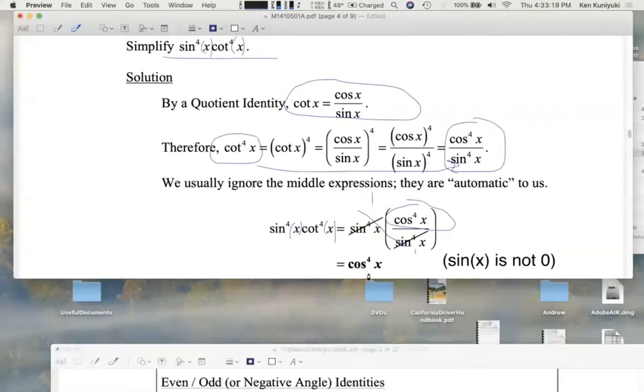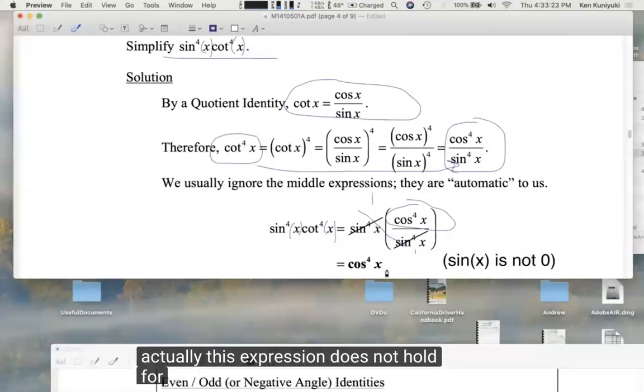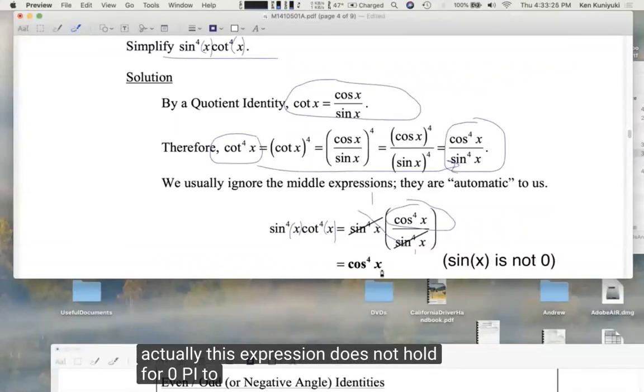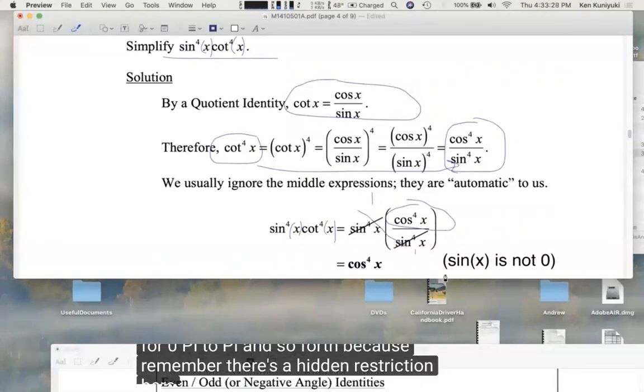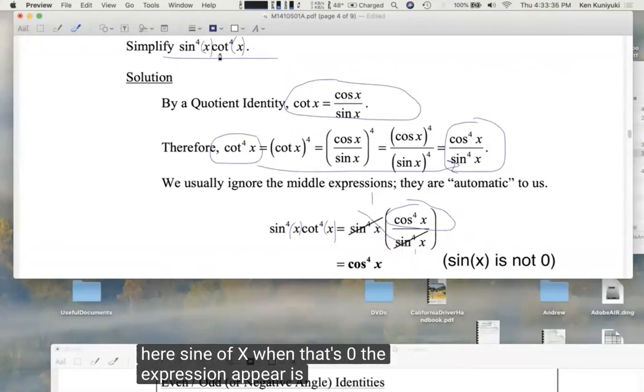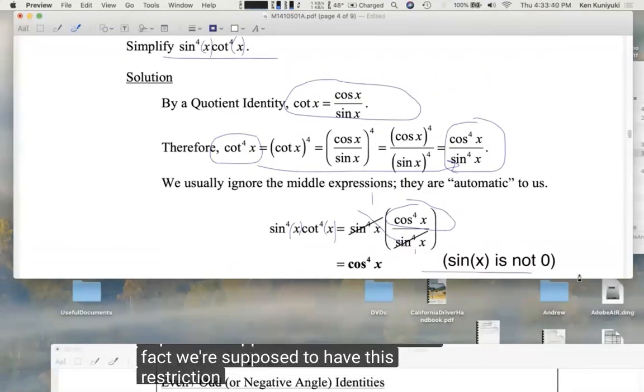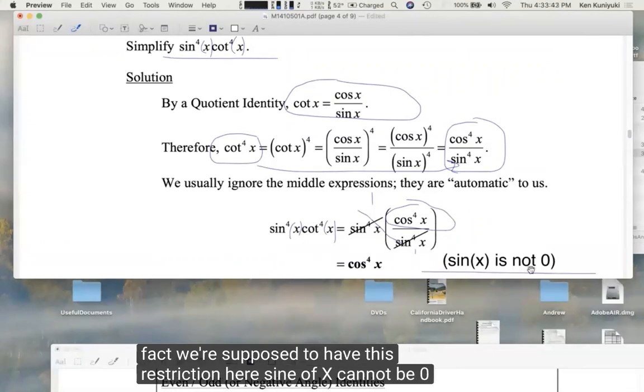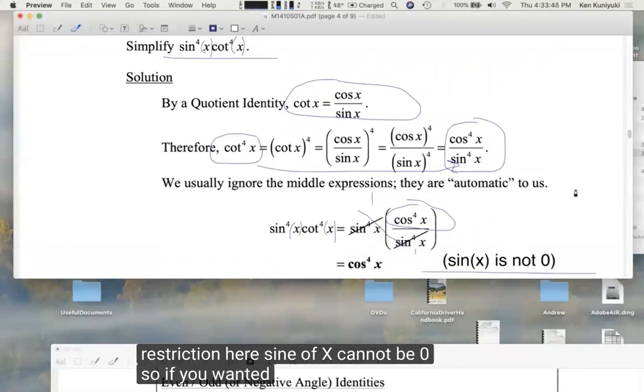But be careful. Actually, this expression does not hold for 0, pi, 2 pi, and so forth, because remember, there's a hidden restriction here. Sine of x, when that's 0, the expression up here is undefined. And in fact, we're supposed to have this restriction here. Sine of x cannot be 0. So if we wanted to be totally precise, we should make a note that sine of x is not 0.